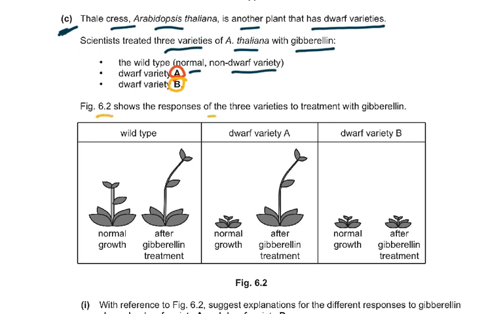Figure 6.2 shows the responses of the three varieties to treatment with gibberellin. Wild type, normal growth after gibberellin treatment. Variety A, normal growth after gibberellin treatment, and variety B, no growth after gibberellin treatment. So B did not respond. A has responded, and the normal one has also responded.